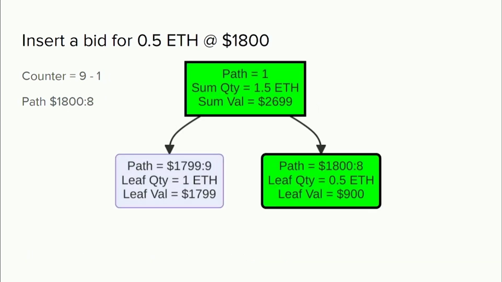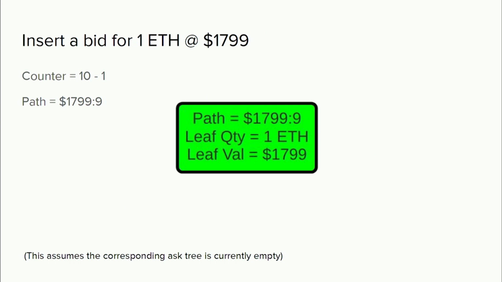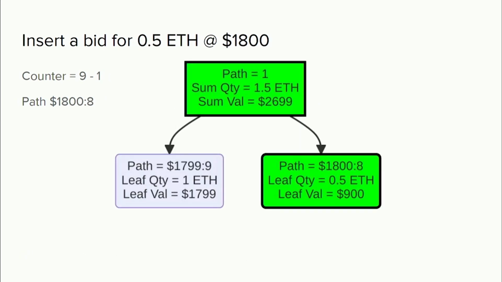So what happens when we insert again? New bid comes in. Oh, also, sorry. Assume that the ask tree, this is a bid tree, assume that the ask tree is empty. Because when these orders come in, they sort of eat away at the opposite tree. But right now we're assuming that the ask tree is completely empty, and there's only bids coming into the order book. So we insert another bid, 0.5 ETH at 1800.